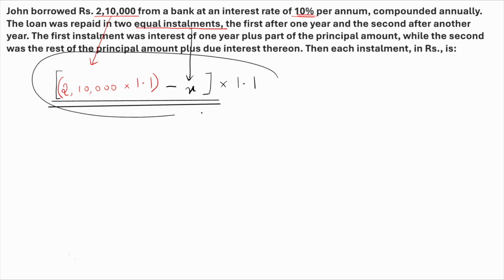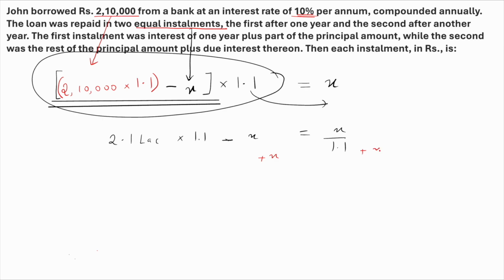This entire amount is due at the end of second year, which John pays off by paying rupees X as the second installment. So second installment is nothing but 2,10,000 into 1.1 minus x into 1.1. So now we have an equation and we can further simplify it. Divide 1.1 on both sides. The right hand side will become x upon 1.1. The left hand side will be 2,10,000 or 2.1 lakh into 1.1 minus x. Just add x to both sides. You will get 2.1 lakh into 1.1 is equal to x upon 1.1 plus x.